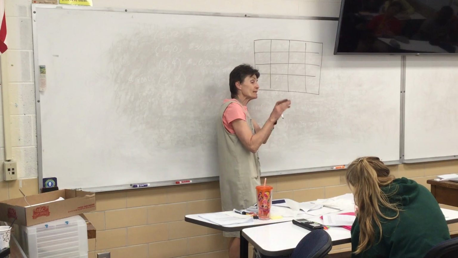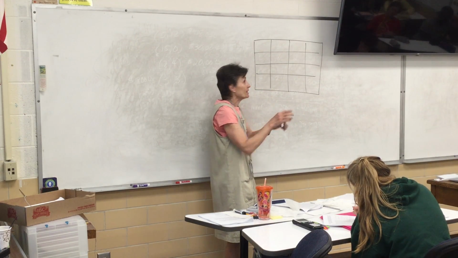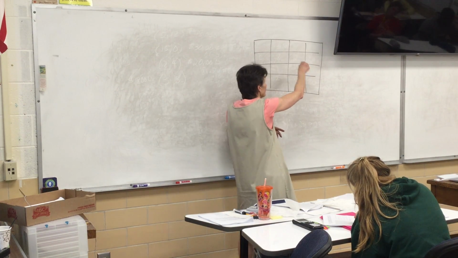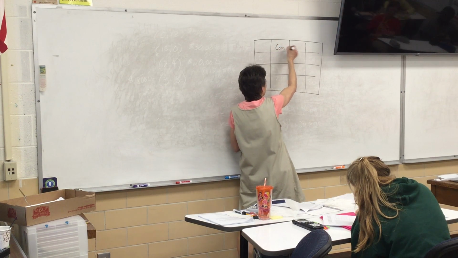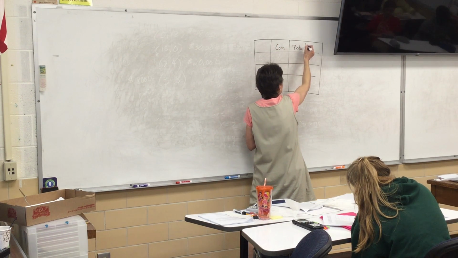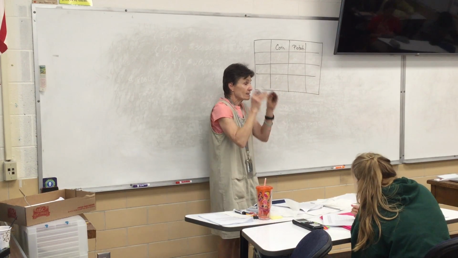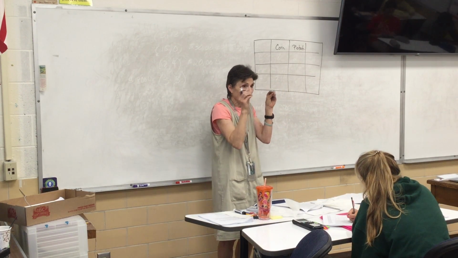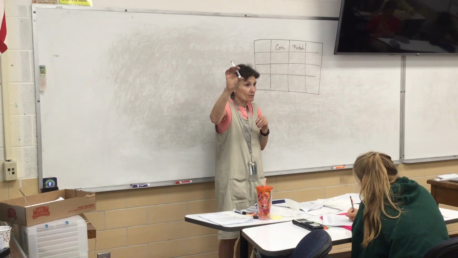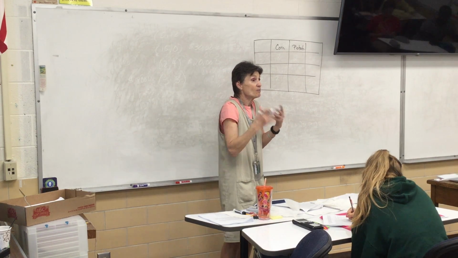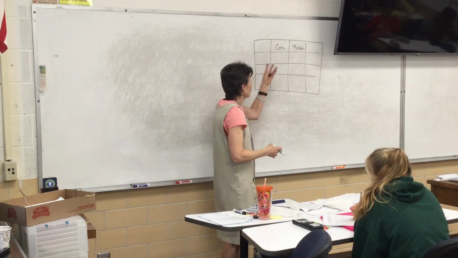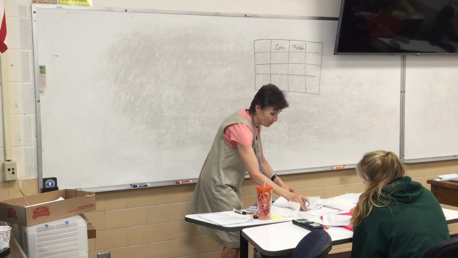So whatever it is you're figuring out is what goes at the top of the chart. So we're gonna have corn and we're gonna have potatoes at the top of the chart. Always figure out what you ultimately want to know, and that's gonna be the top of your chart. Now, the other things are gonna go on the side. So what are the other things in here?